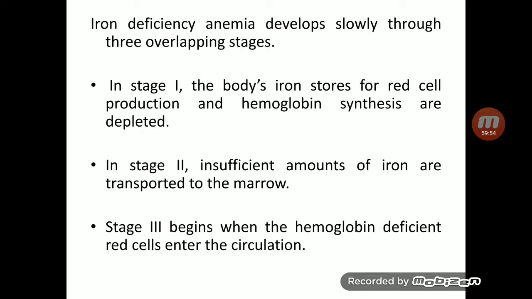Your iron deficiency anemia generally develops slowly. Okay, so there are three overlapping stages: stage 1, stage 2, and stage 3.